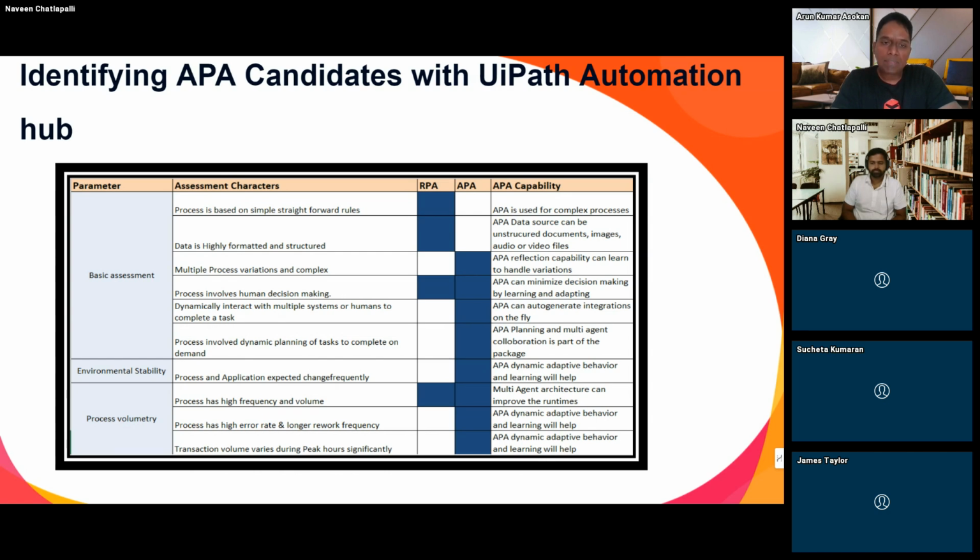And wherever the process has high frequency, high error rates, and the transactions peak during a particular period in time, those use cases we usually try to avoid, or we try to deprioritize them when it comes to the RPA world. But those use cases can be done using those four capabilities that I talked about, which is reflection, multi-agent, and planning capabilities of the agentic process automation, right? So the idea here is automation hub can be tweaked to identify APA candidates in the future, right? That is the whole story here. Yeah, can you go to the next slide, please?